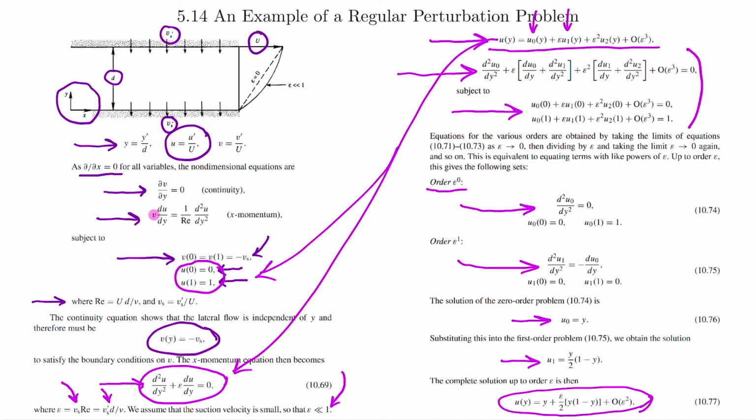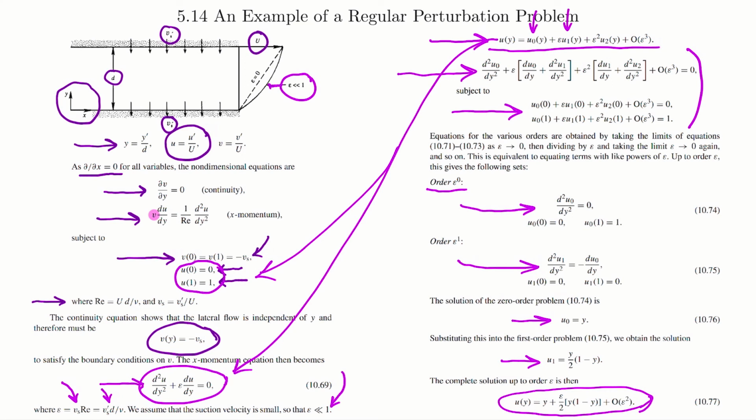We see that in this expansion the second term is less than the first term for all values of y as epsilon approaches 0. So our expansion is therefore uniformly valid for all y, and our perturbation problem is regular. This is plotted in our figure right here for epsilon much, much less than 1, this curve here.